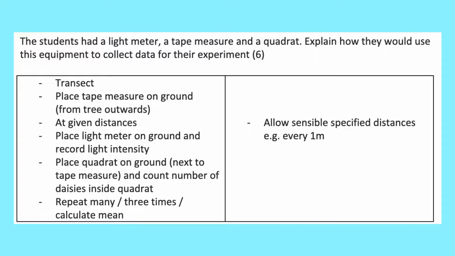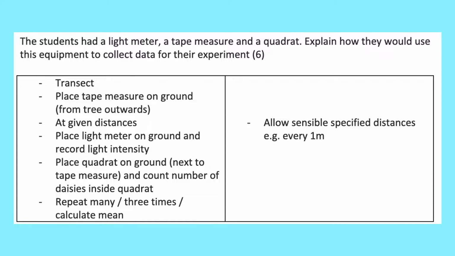The key thing you need to think of here is this is a transect. This is a transect experiment. So to create the transect, you need to place the tape measure on the ground, coming from the tree outwards. So the tree base would be 0 meters, 0 centimeters, and you would go outwards from the tree.